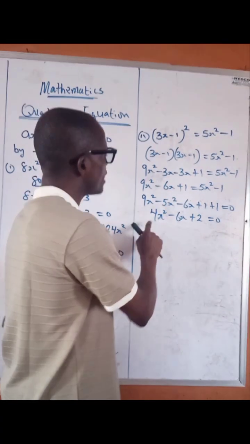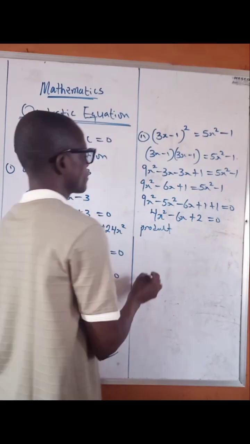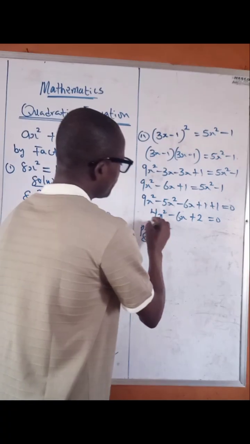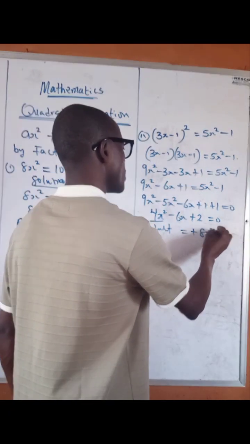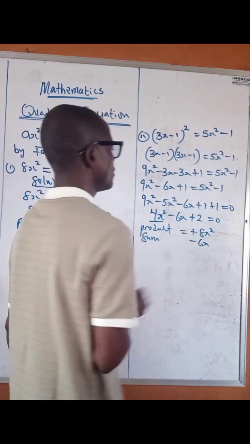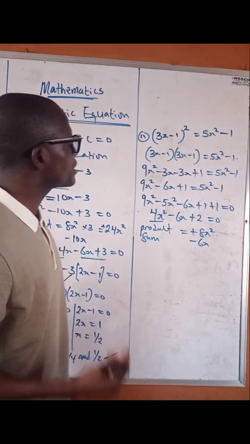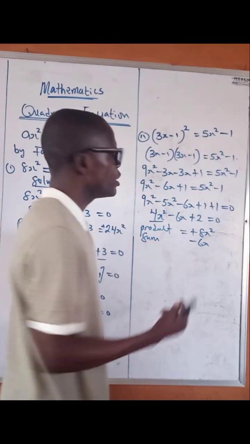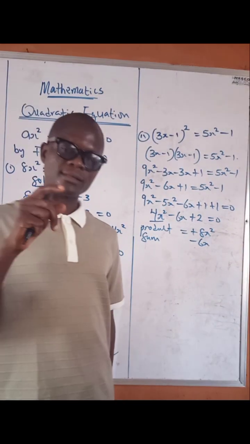So what we have to do here is we look for our product, then we look for our sum. So our product is this value multiplied by 2. Don't forget, that will give us plus 8x squared. While our sum is still minus 6. Now, when you look at it, what are 2 factors that when you multiply the 2 together, it will give us plus 8, and the same 2 numbers, when you add them, will give us minus 6.